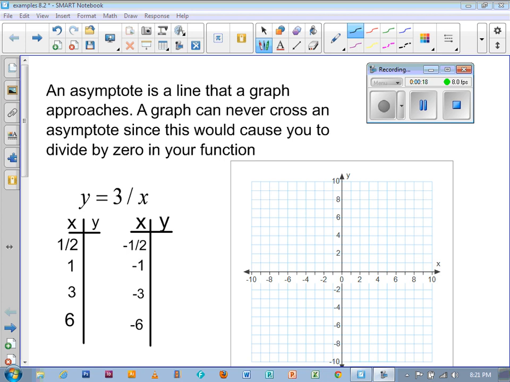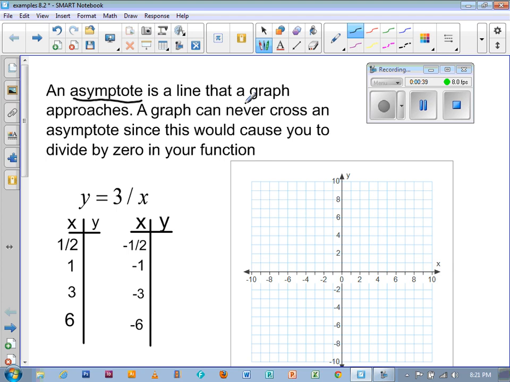First, before we get into the graphing phase of this, I wanted to show you what an asymptote is. I defined it for you on your sheets of the notes here. An asymptote basically is a line that a graph approaches. A graph can never cross an asymptote, since this would cause you to divide by 0 in your function.